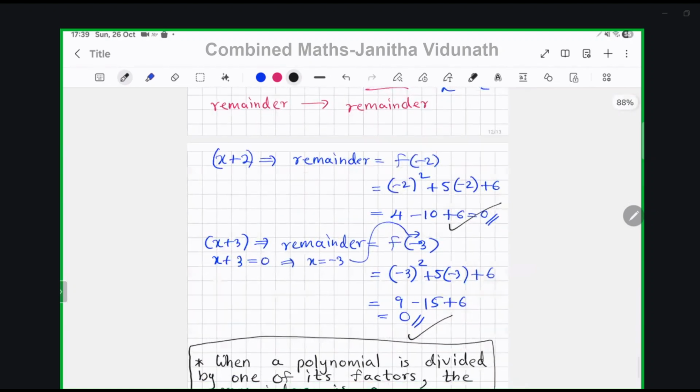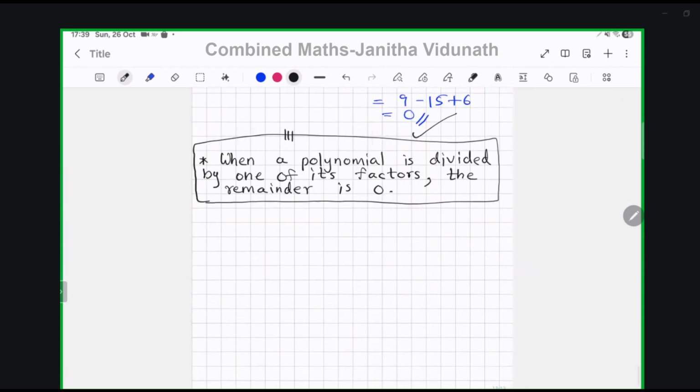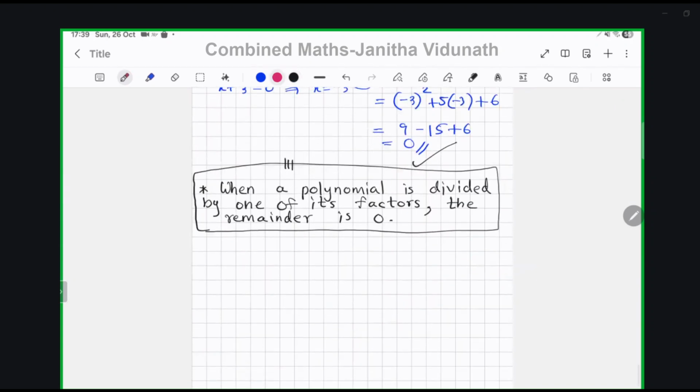Okay, now by using this outcome, we are going to learn our next theorem, that is the factor theorem. Under the factor theorem, they have mentioned that this is the factor theorem. First write down the topic, factor theorem.